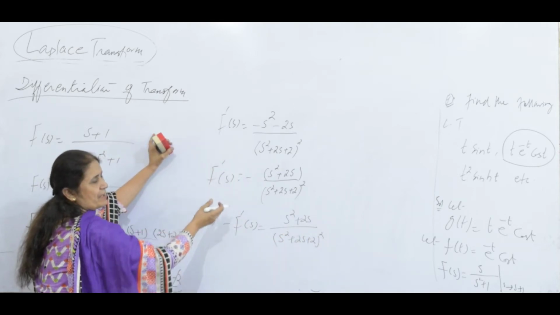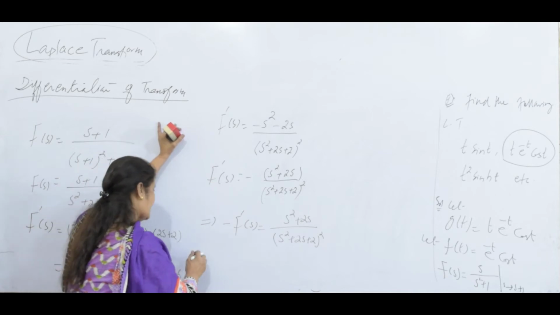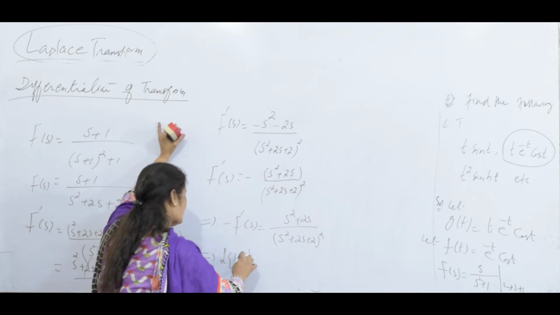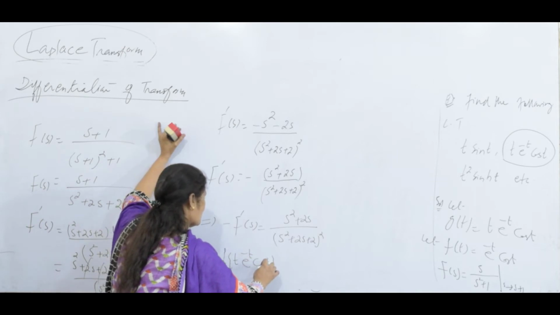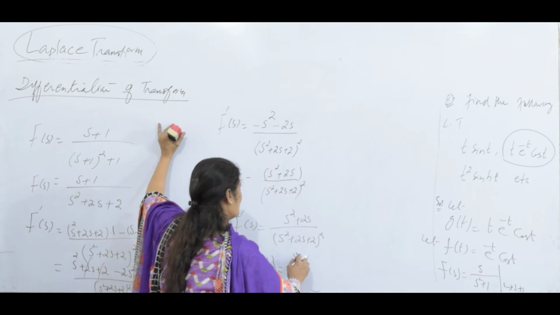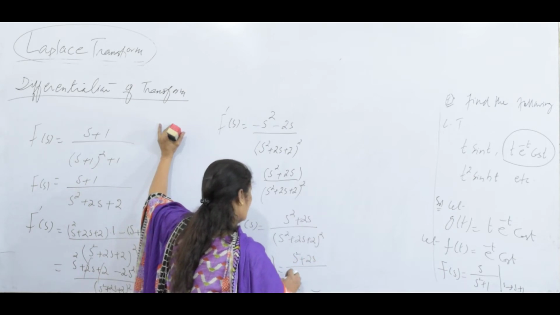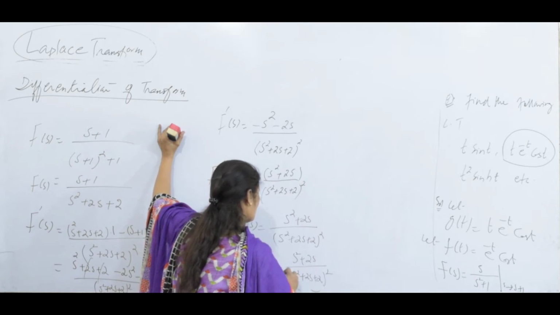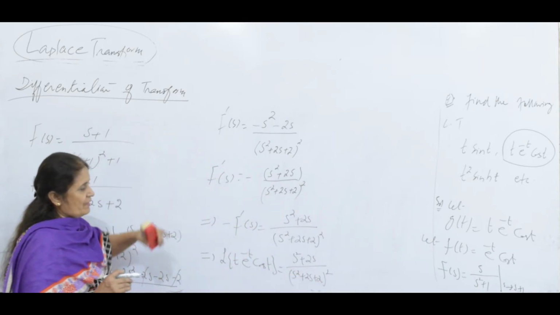So I have multiplied both sides with minus. This means the Laplace transform of t e to the minus t cos t is equal to s square plus 2s over s square plus 2s plus 2 whole square. This is going to be.